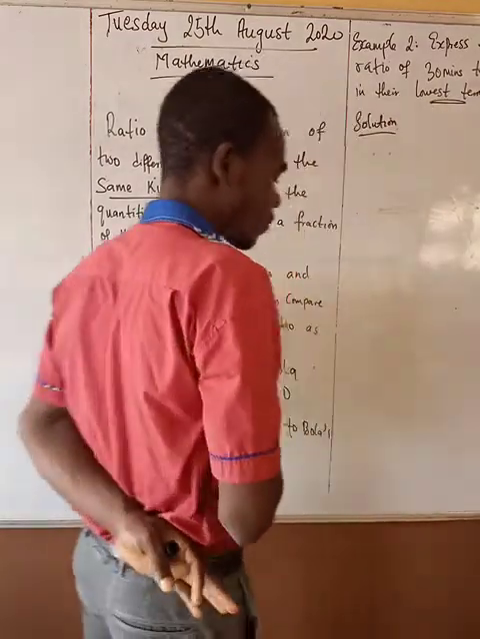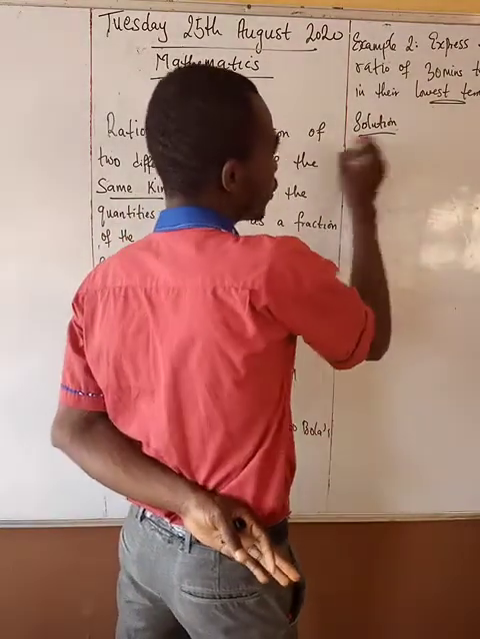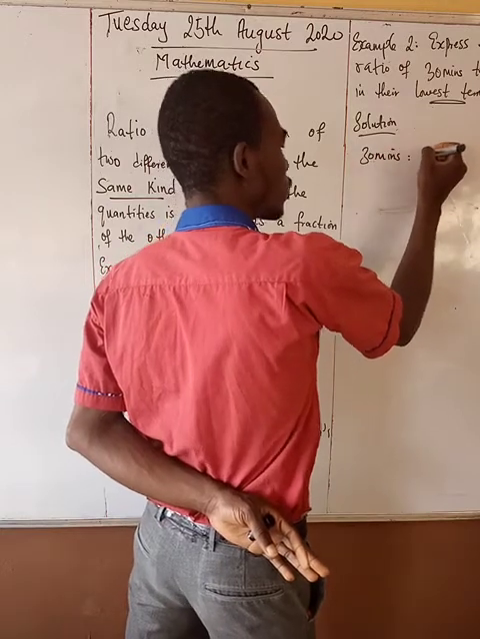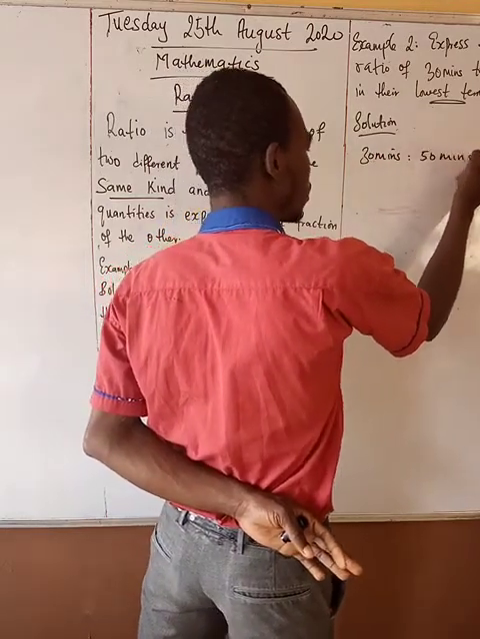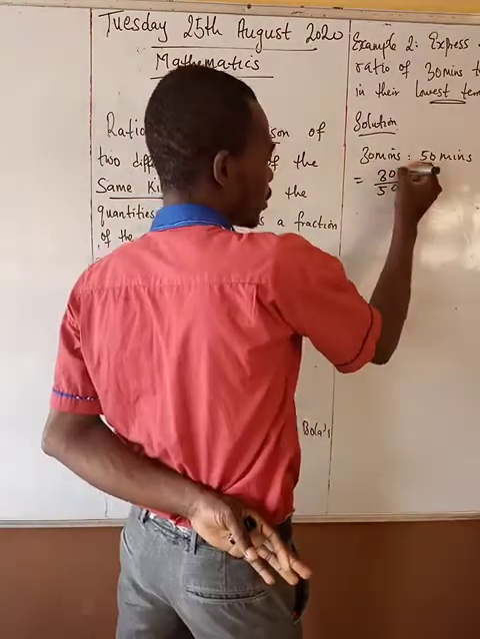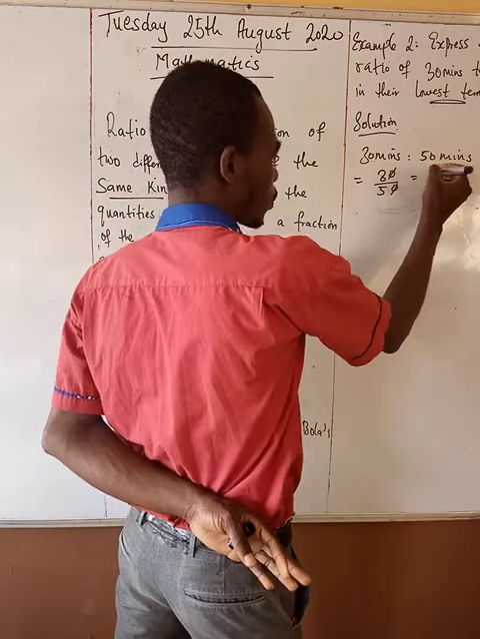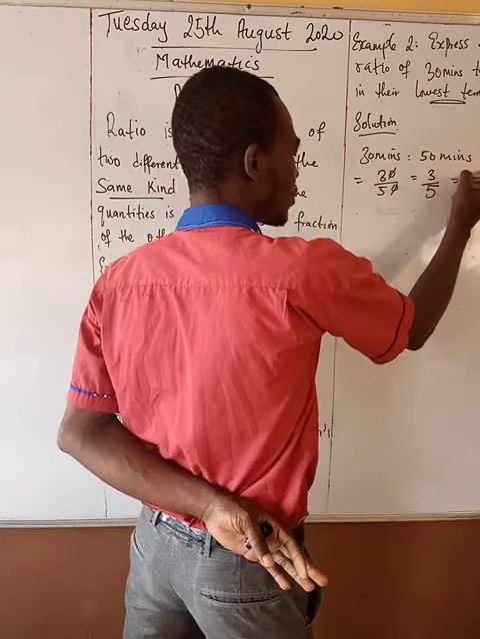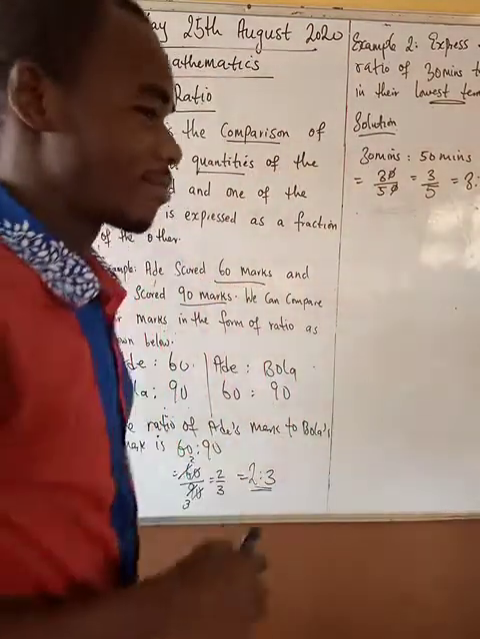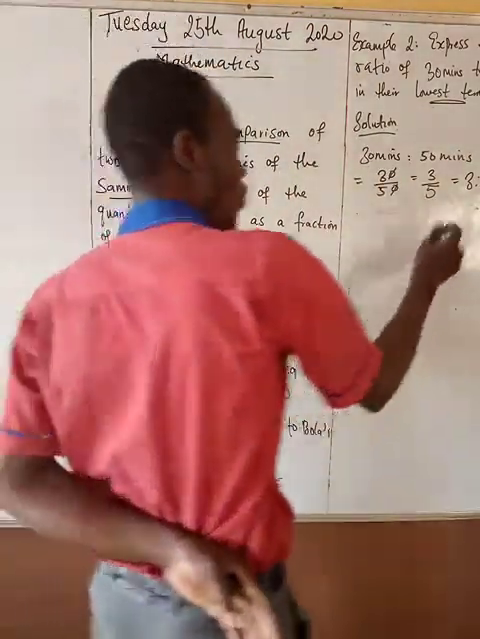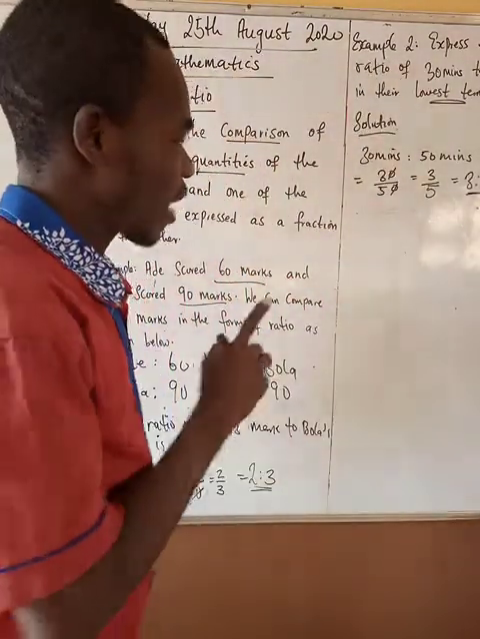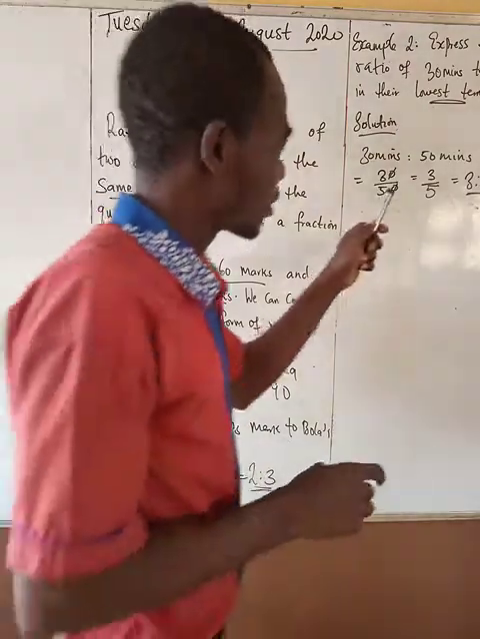So now, to the solution of this particular one, we are going to have that the ratio of 30 minutes to 50 minutes is equal to 30 over 50. 0 cancels 0. That is 3 over 5, which is the same thing as 3 is to 5. So we would agree with me that the answer is 3 is to 5.